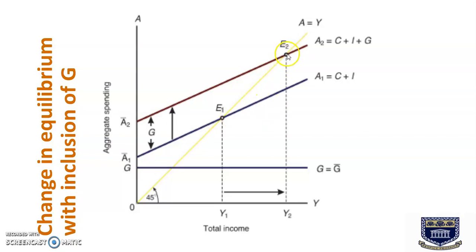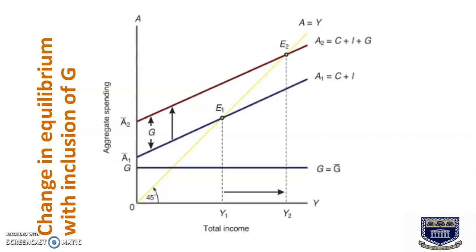Equilibrium is now established at E2 with a higher equilibrium level of income, Y2. Note, if we compare these two, there is a difference between Y1 and Y2. This initial level of income, Y1, occurred under the simple Keynesian model with just C plus I. Here we have Y2, which is given by this equilibrium position, which we have determined by the intersection of the aggregate spending function and the 45-degree line. And this includes government spending. Thus, A2 intersects or cuts the 45-degree line at a higher level of income, Y2.